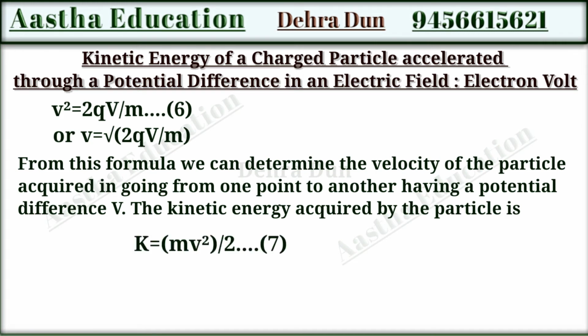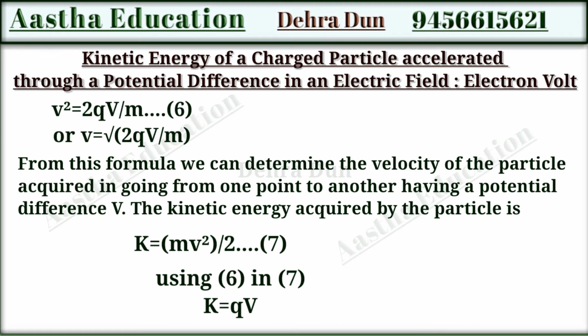Now for kinetic energy, we know that kinetic energy is half mv square. Let this be equation number 7. So using the value of v square from equation 6 in 7, we will have kinetic energy is equal to qV. So from this, it is clear to you that kinetic energy is qV.